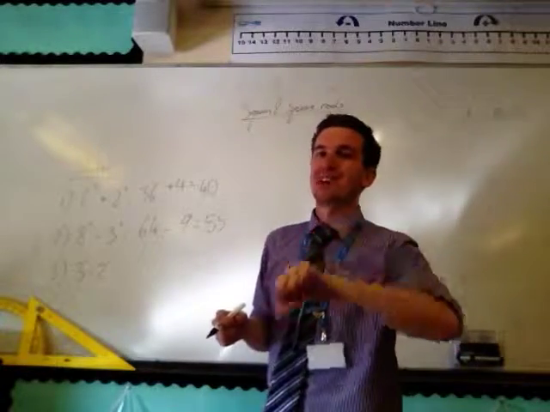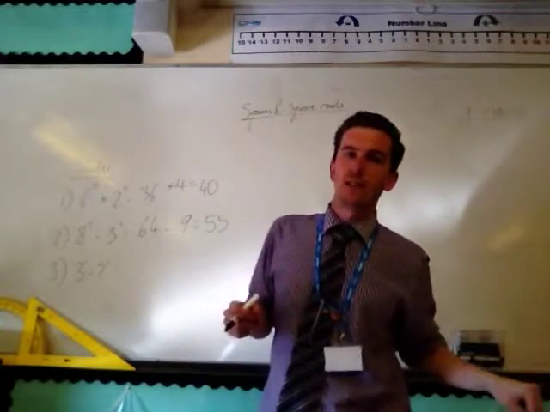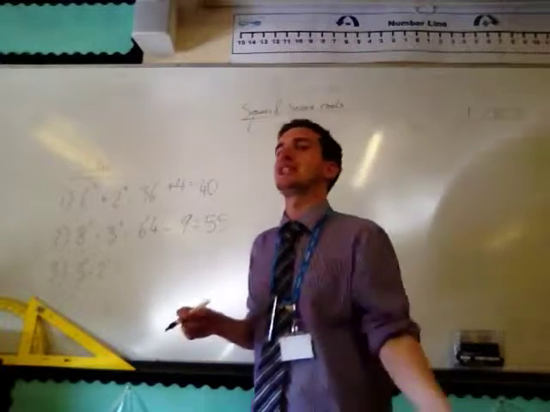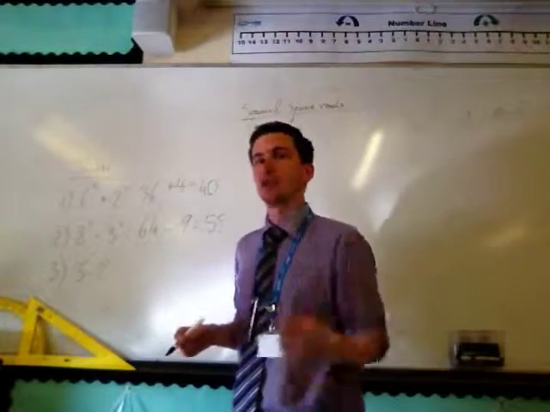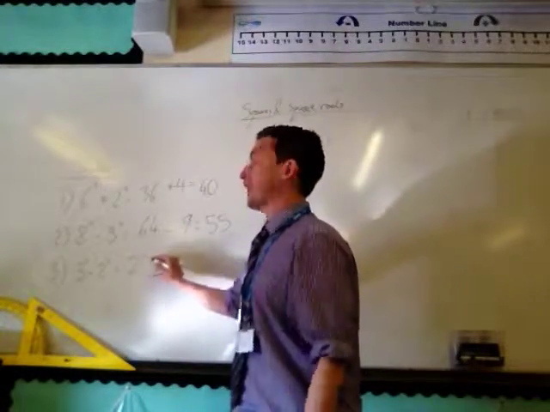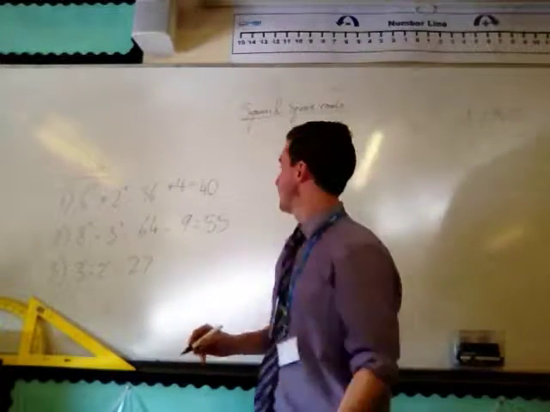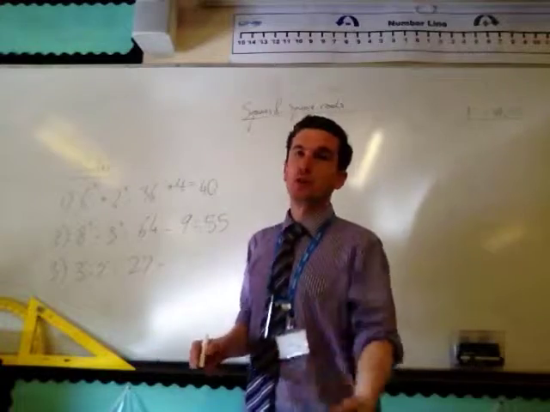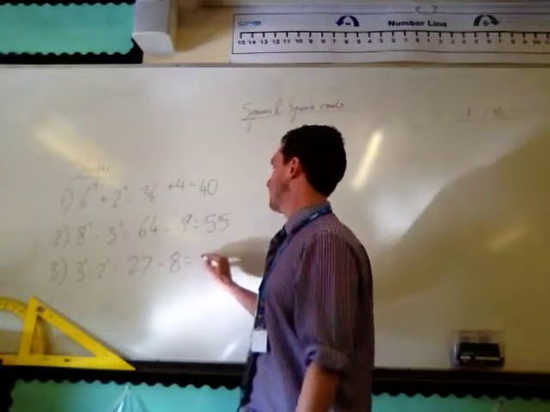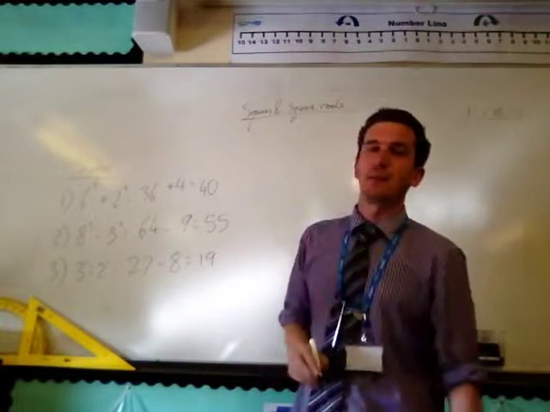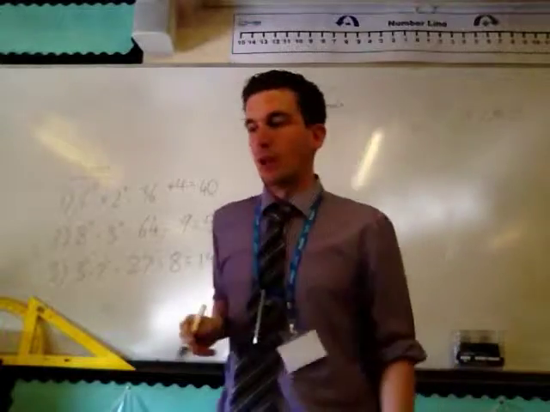And the final one, 3 cubed. Remember, cubed means times by itself 3 times. So 3 times 3 times 3, which is 27. I know some of you have got that written in your book, so well done if you've checked. And take away 2 cubed is 8. So 27 take away 8 is 19.